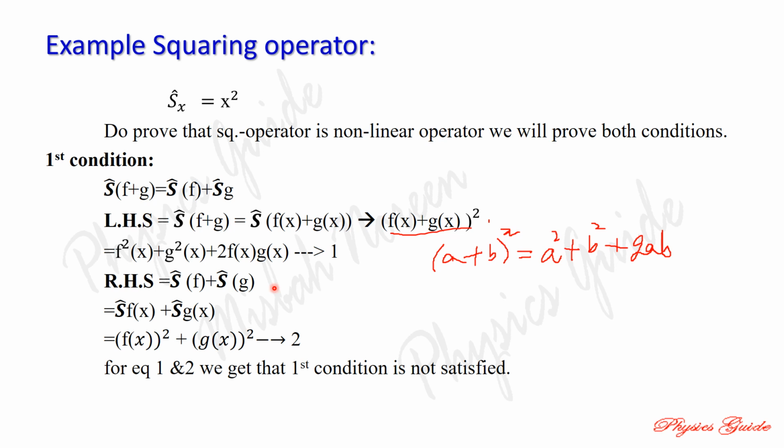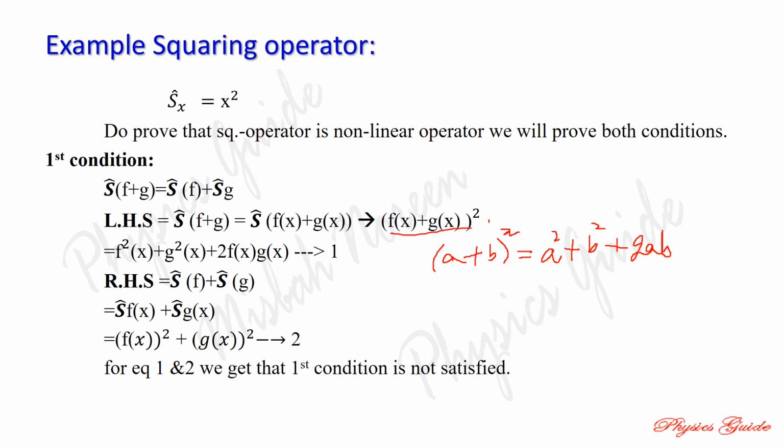Then we see whether the answers of both sides are equal or not. If not equal, then this square operator is a non-linear operator. So the right hand side is equal to S of f of x plus S of g of x, the square operator. So f of x square according to the given condition plus g of x square. This is equation 2, but equation 1 and 2 are not equal. So for equation 1 and 2, we get that the first condition is not satisfied. It means that the square operator is a non-linear operator, not a linear operator.